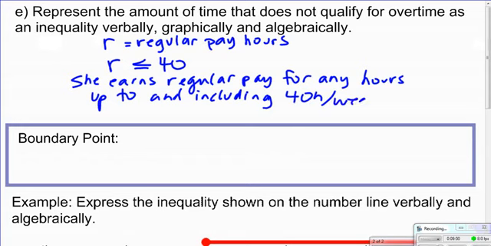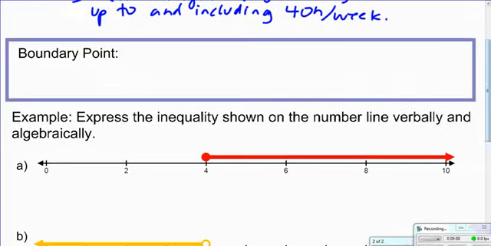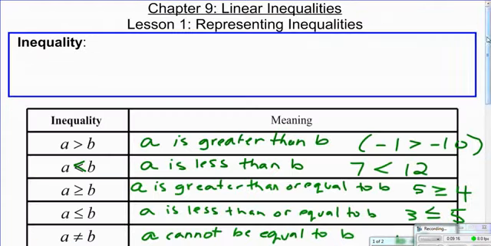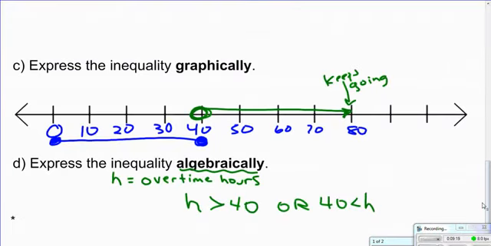So boundary point, that's another important word that you are going to need to look up and write down. But basically what a boundary point is, if I go back to the other page, notice how we have one dot that is open and one dot that is closed. So when an inequality does not have an equal sign in it, so it's only greater than, it's not greater than or equal to, the boundary point is not included in the inequality.